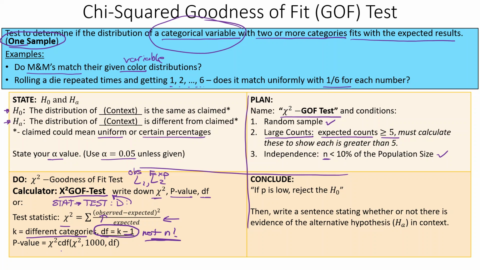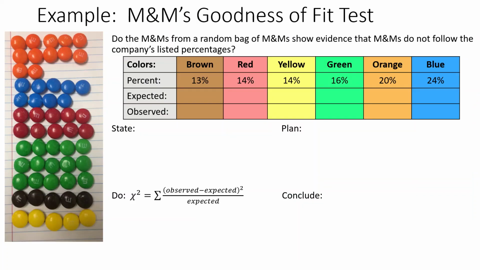We can also use chi-squared CDF to get the p-value instead of doing the calculator test if we want. If p is low, reject the H0, same as before. So we write the same sentence, since the p-value is less than or greater than alpha, whatever. We reject the H0 or we fail to reject the H0, and then we write a sentence about this in context. So we have evidence of the alternative, or we don't have evidence of the alternative.